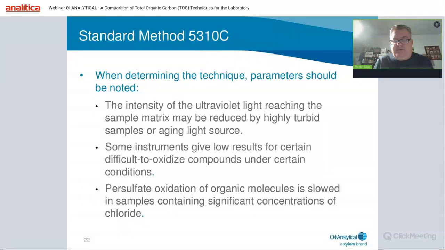Some instruments can give lower results for certain difficult to oxidize compounds under certain conditions. Persulfate oxidation of organic molecules is slowed in samples containing significant concentrations of chloride. In that case, you can increase the persulfate addition, and you can also increase the time in the chamber for oxidation. With chloride samples in wet oxidation, we do have a halide scrubber that can help scrub salts and chlorides in the sample as the CO2 is going through.